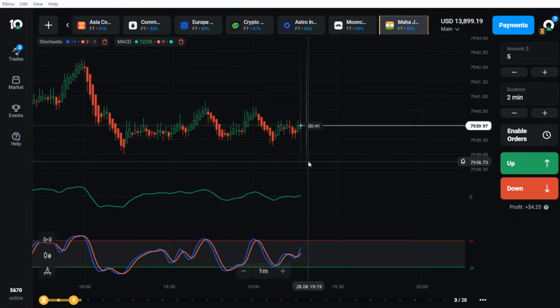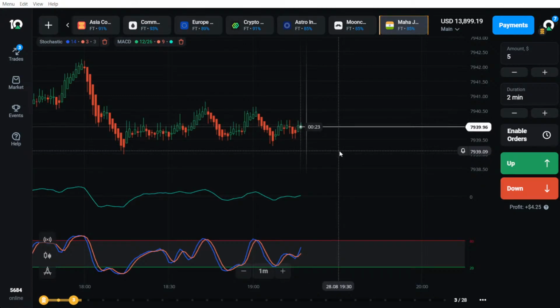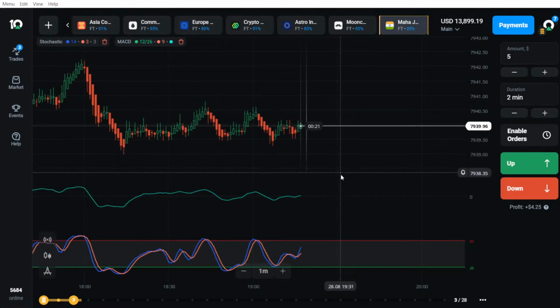With an example, just suppose the first trade I have taken for $5 was negative, the second trade will be for $10. Now just suppose the second trade is also negative, so 10 plus 5 is 15, so the very next trade will be for $30. Now just suppose the $30 trade is also negative, so 30 plus 10 plus 5, 45, so the next one will be for $90. But there is one catch, guys.